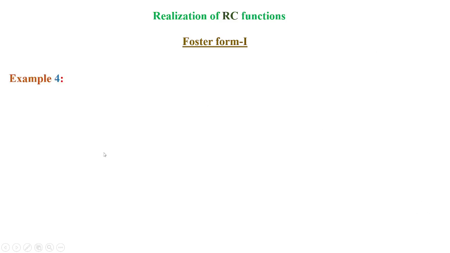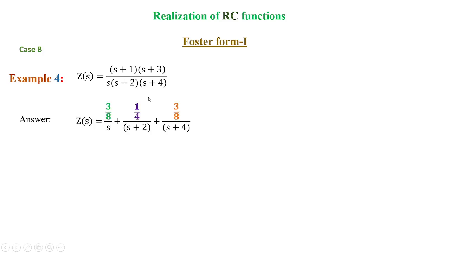Similarly, you can take an example of Z of S, which is having the numerator values with S plus 1, S plus 3, where the zeros are at -1 and -3 respectively, and the poles are at s equal to 0, s equal to -2, s equal to -4. For this type of impedance function, we are going to treat as case B. And when you look into the solution, which we have already discussed in our second video under network synthesis analysis, we got the solution as z of s is equal to 3 by 8 divided by s plus 1 by 4 by s plus 2 plus 3 by 8 by s plus 4.